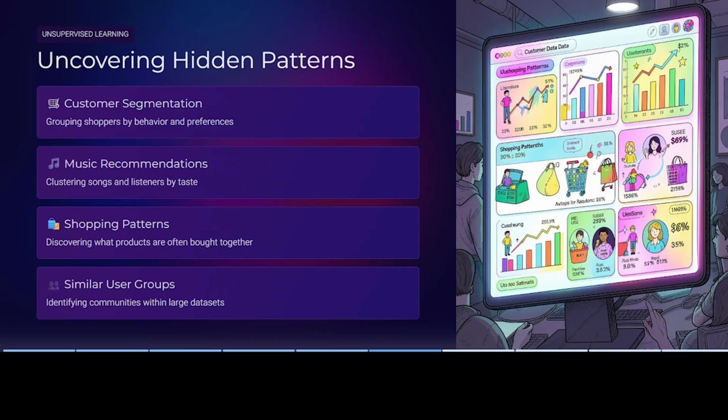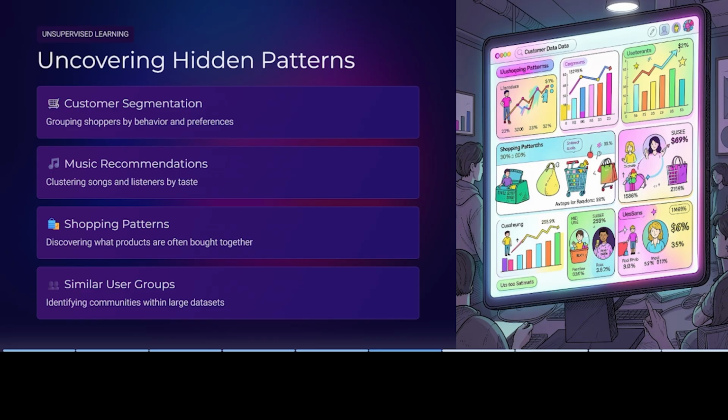Somebody likes melody songs, somebody likes rock songs, so based on music taste, it segregates the people. Then social media platforms like Instagram and YouTube identify users with similar interests. And then shopping patterns: retail stores discover products that customers frequently buy together. For example, in supermarkets, they discover that people who buy bread often buy butter as well. So they group the people into similar groups.